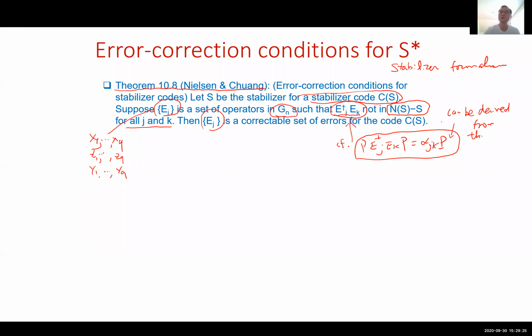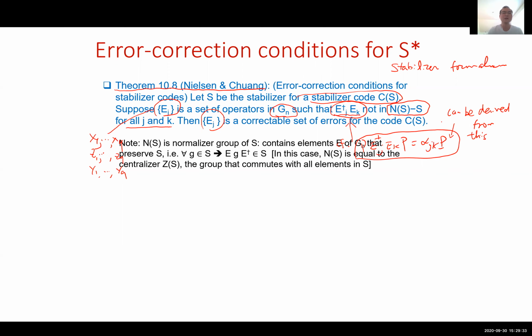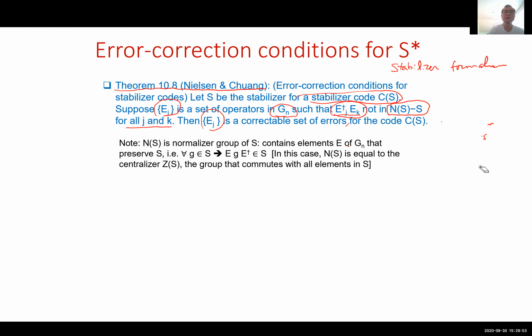From this condition. But since we use group theory, it requires a bit of knowledge. Okay, so I have not defined the NS. NS is the so-called normalizer group. So what that means is that the normalizer group contains elements E in the Pauli group such that it preserves S, meaning if you apply E to any of the group elements G in the stabilizer in this way, this transformation, it still remains in the stabilizer. So that preserves the set.